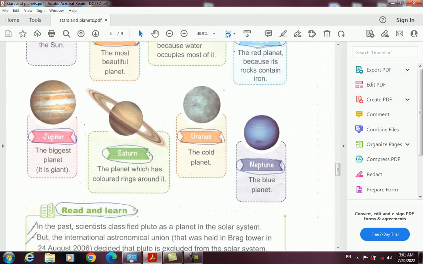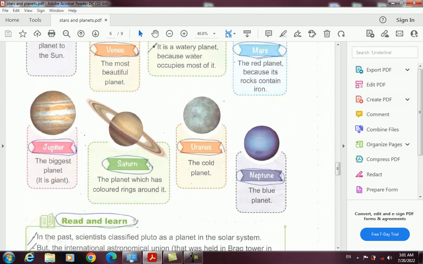Then Jupiter is the biggest planet, or simply it's a giant. Saturn is the planet which has colored rings around it. Uranus, it's the cold planet. Neptune is the blue planet.